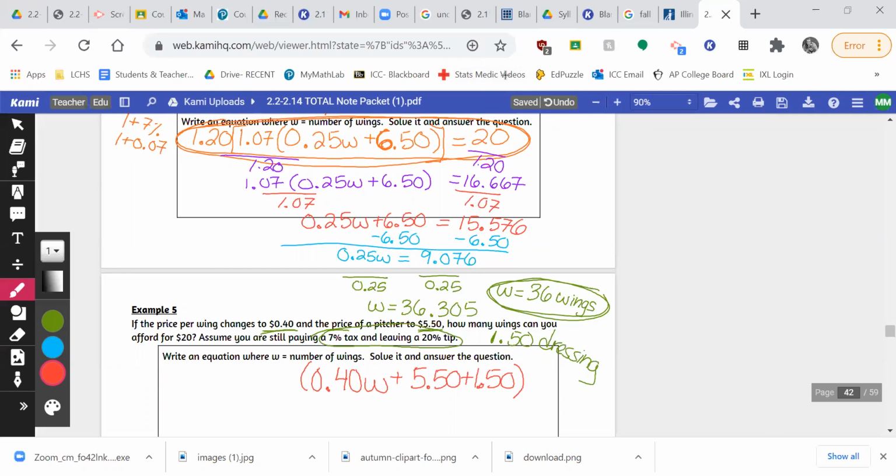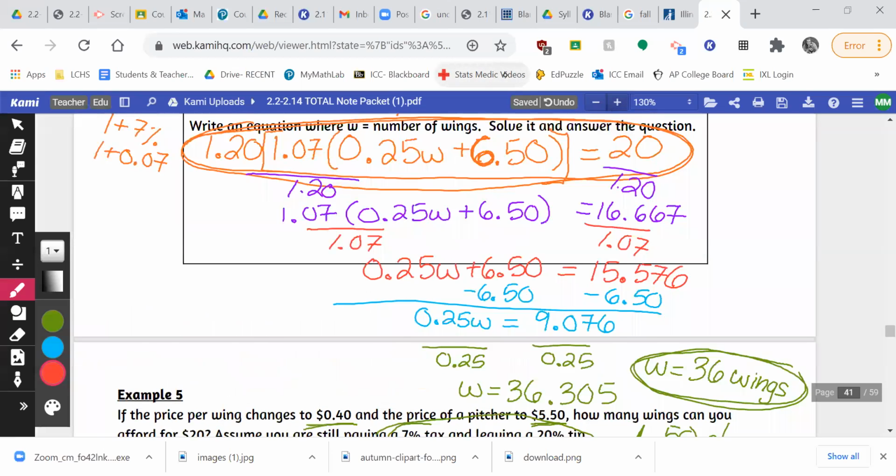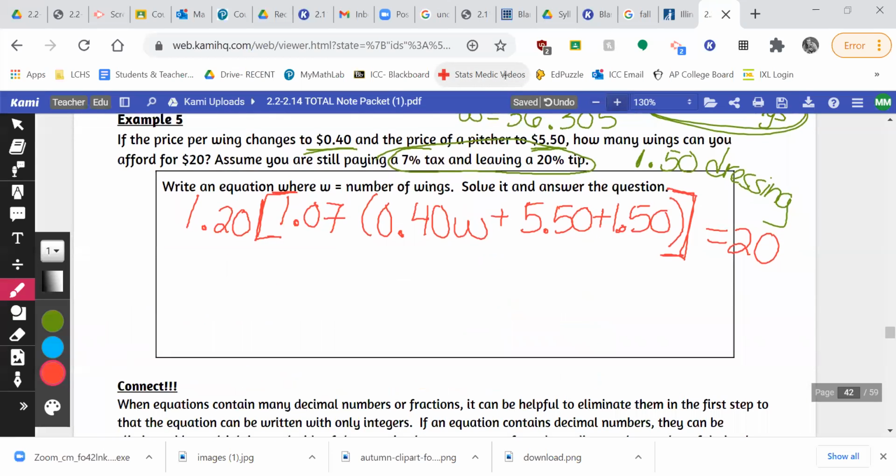Now it says that we have a 7% sales tax still being applied. So on the inside, you're going to apply the sales tax. And then I'm going to use a bracket because we already used parentheses. And now I'm going to leave a 20% tip as well, so 1.20. And all of that will be equal to 20. Okay. We're going to go ahead and solve.